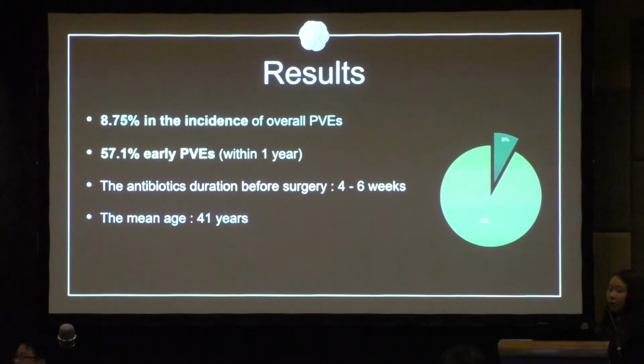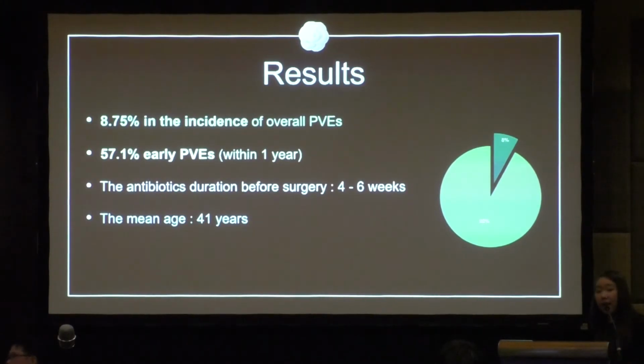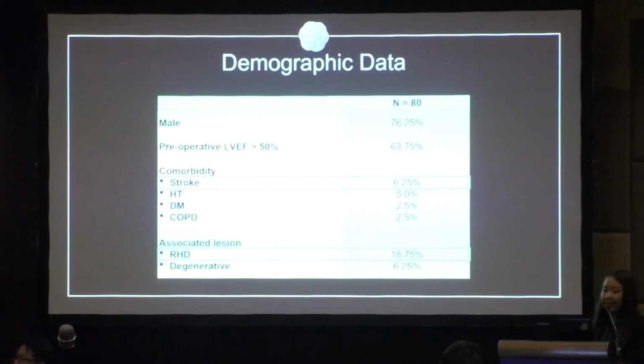So these are the results. The incidence of PVE was around 8.75%, and more than half of the patients came early, within 1 year. The duration of antibiotics was around 4 to 6 weeks before the second operation, and the mean age was around 41 years. This is the demographic data.